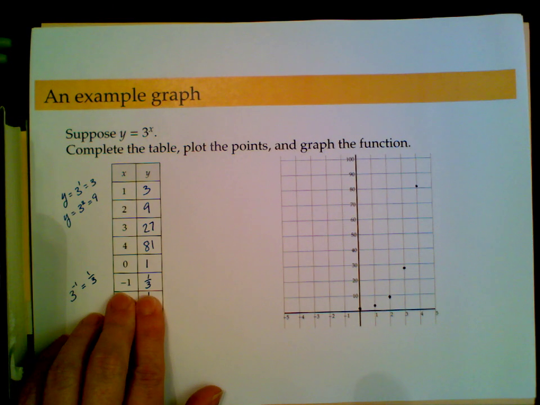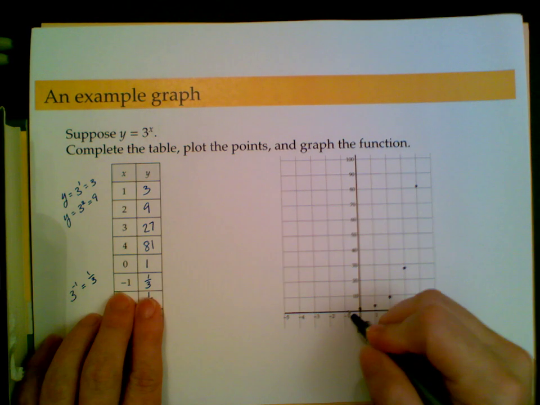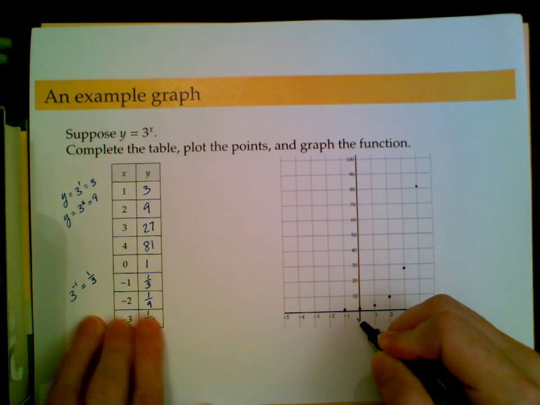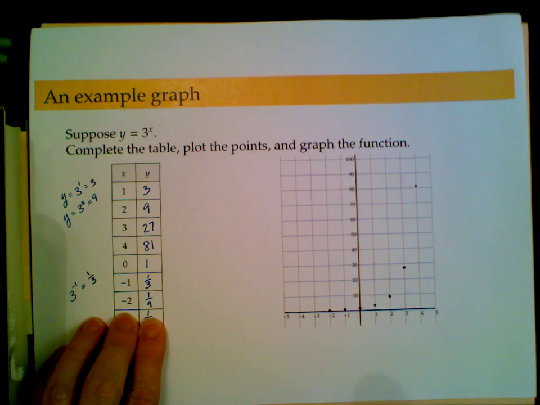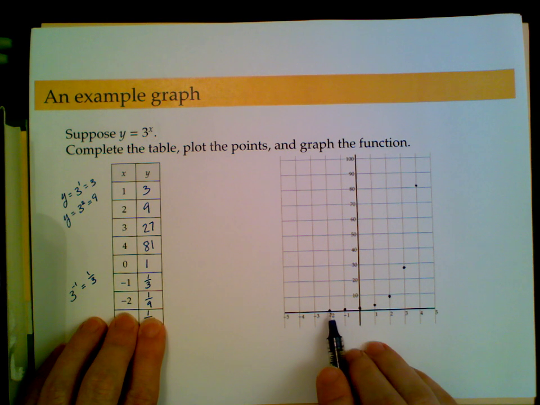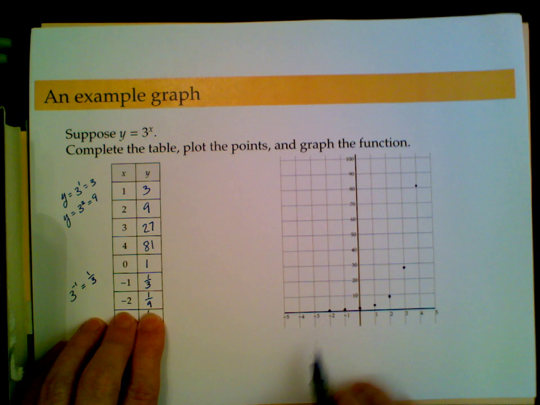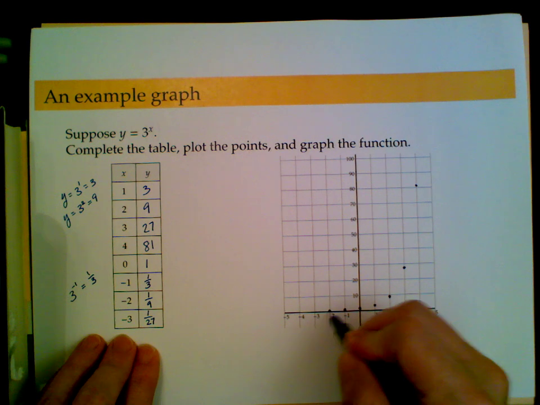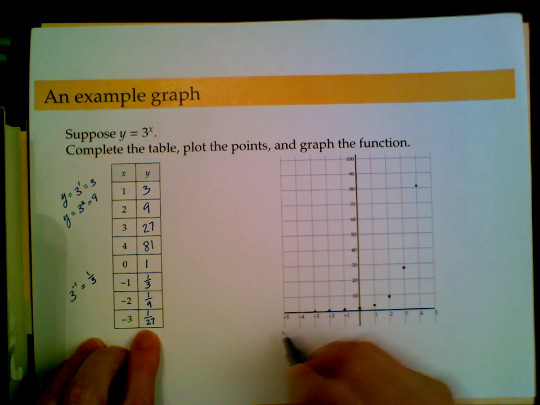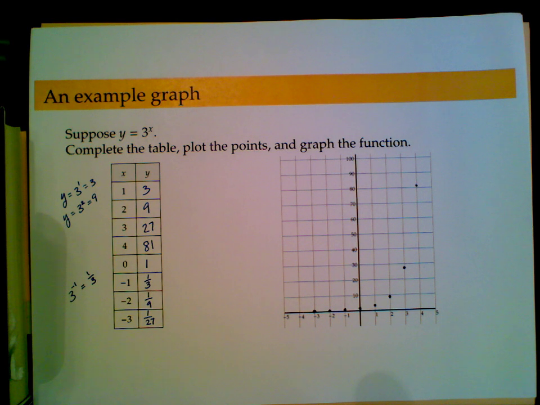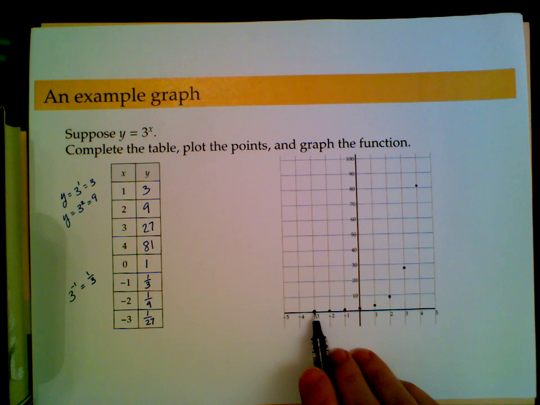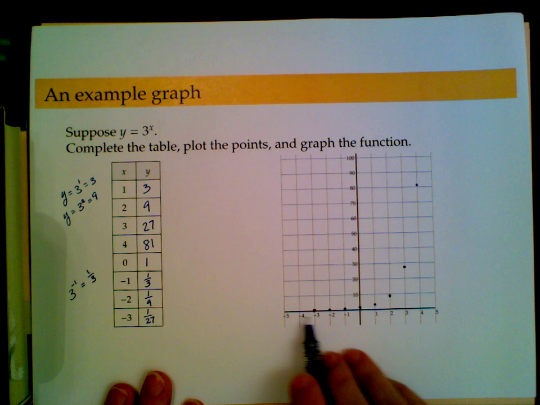When x is -1, y is 1/3. When x is -2, y is 1/9. And on a graph this scale, I think the width of my dot is more than the 1/9 unit. At -3, y is 1/27th. Now I'm drawing that basically on the x-axis because it is so close to 0, but that really is, it's not 0. And in fact, this function is never going to get to 0.